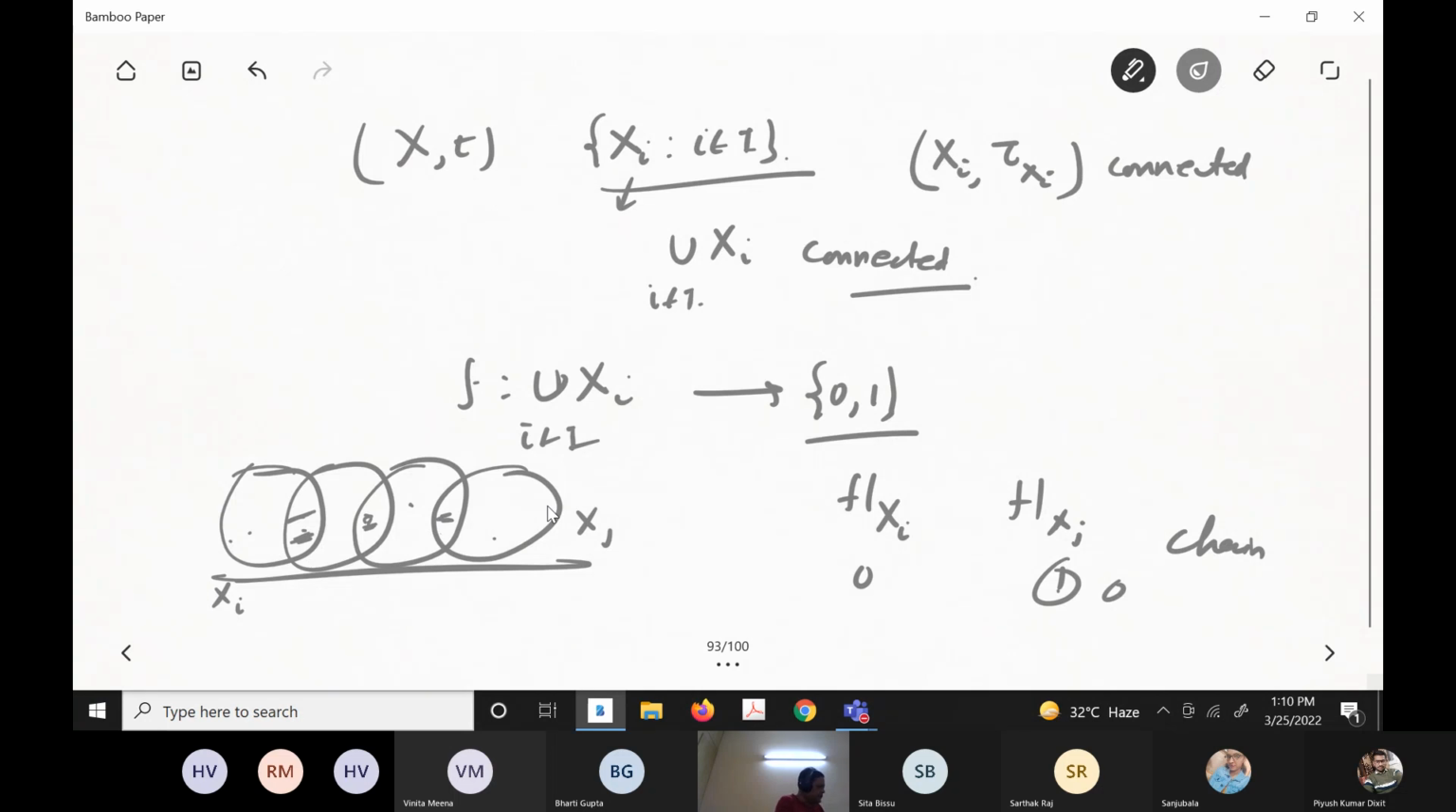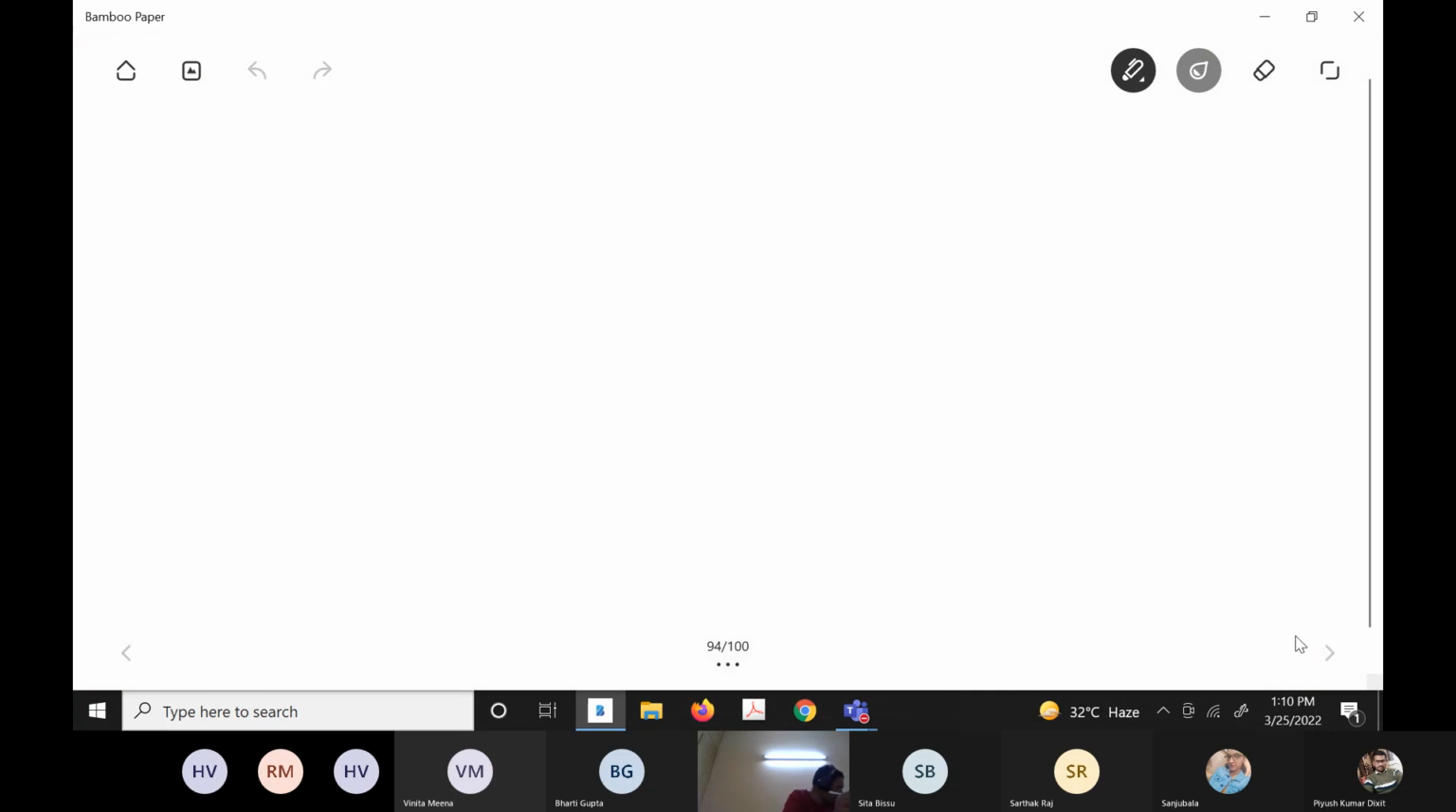The idea is very simple: if you have a chain of connected subsets, its union will be connected. I will just prove this much today, and the connected components I will do tomorrow. But now look, corollary 3, a special case of that. What is corollary 3?